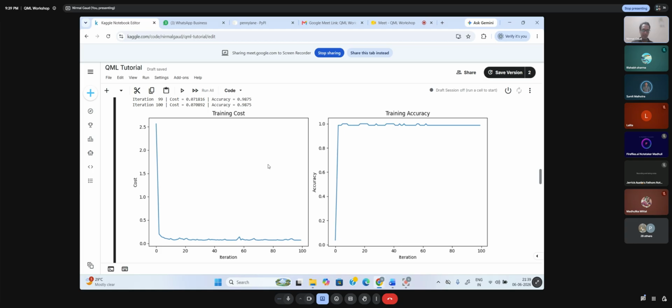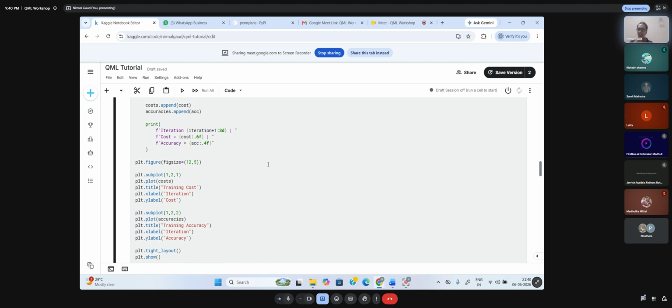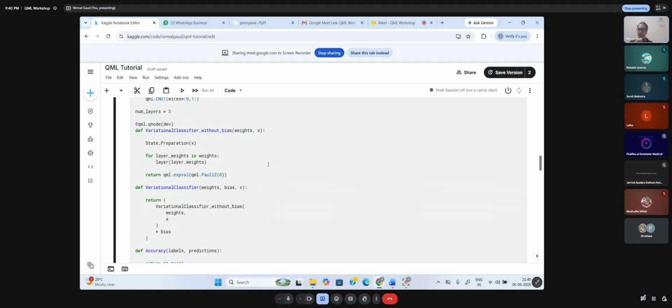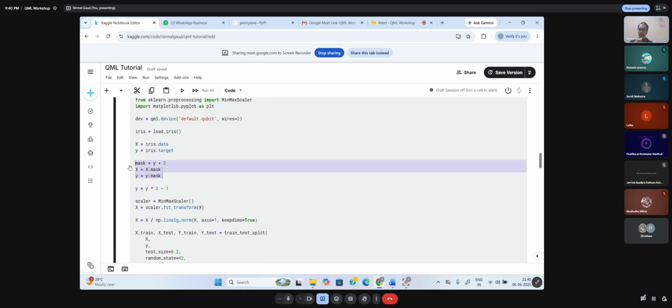Sir, with one feature, it is giving so much accuracy. This much accuracy we got by selecting only one feature. Here we have taken only this feature, and this much accuracy we are getting.